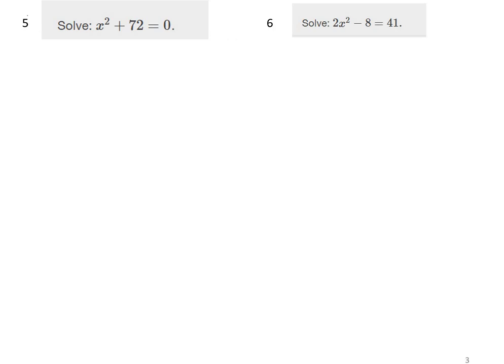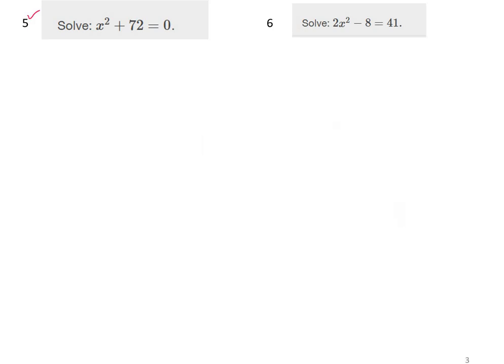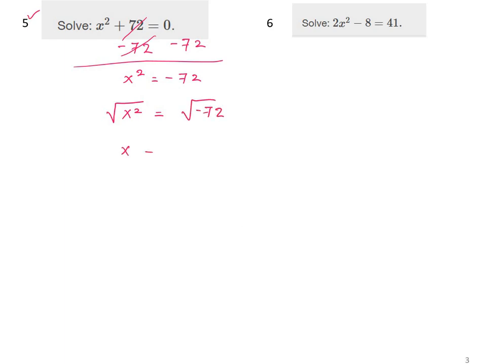That is number 5. Solve x squared plus 72 is equal to 0. So as in the previous case, let us subtract 72 from both sides. So it's equal to negative 72. When we subtract that, the 72 gets cancelled. So we have x squared is equal to negative 72. So it is a square. So take the square root on both sides. x squared is equal to square root of negative 72. And this is x. x is equal to.